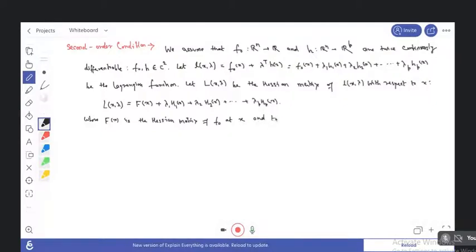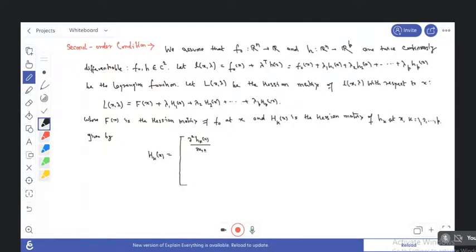What are the H? We could write any general Hk. Hk(x) is the Hessian matrix of your equality constraint for any k, where k is 1 to p. So this is given by your hk(x). What is the value of this Hessian matrix? As del 2 of hk(x) over del x square.